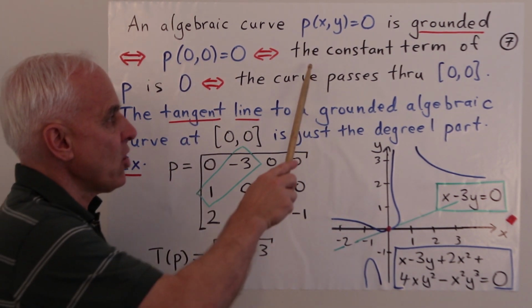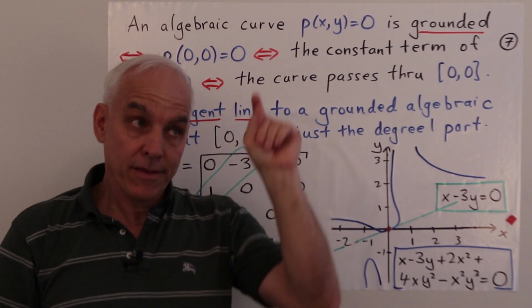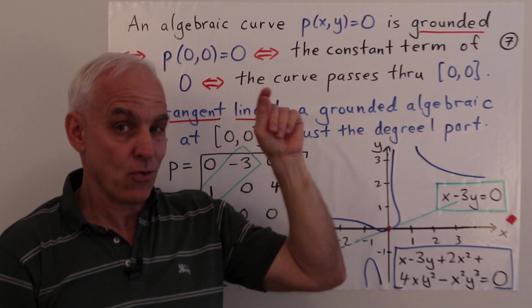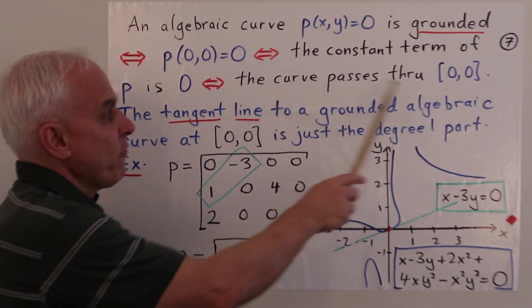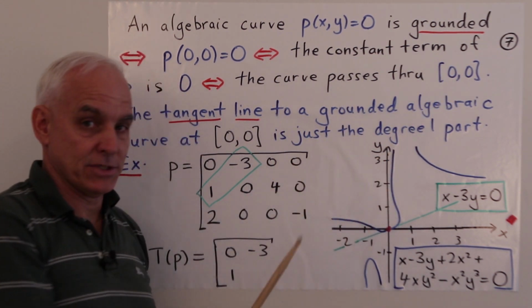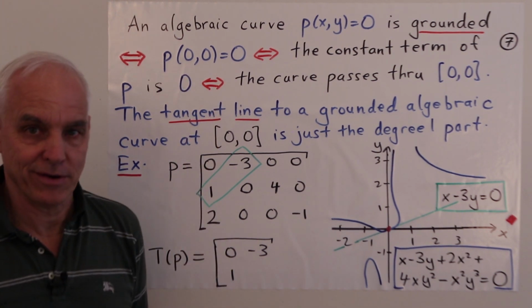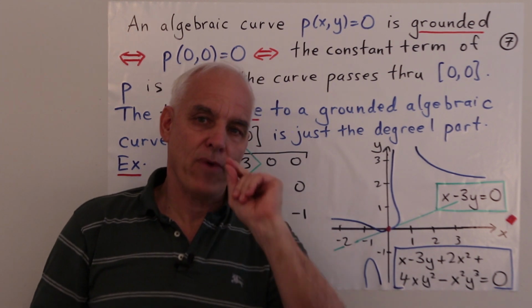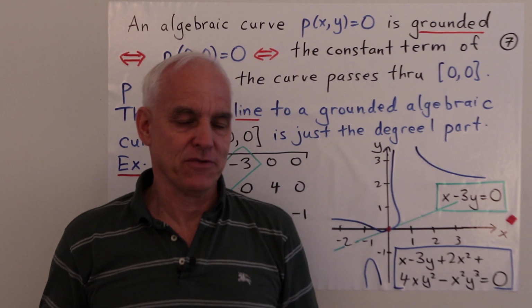What that means is that the constant term of p is 0. The degree 0 part, the number in the top left-hand corner, is 0. Or equivalently, the curve passes through the point 0, 0. This is just the condition that the curve passes through the origin. So if an algebraic curve passes through the origin, we're going to call it grounded. I have to thank Daniel Mansfield for the suggestion of the terminology.